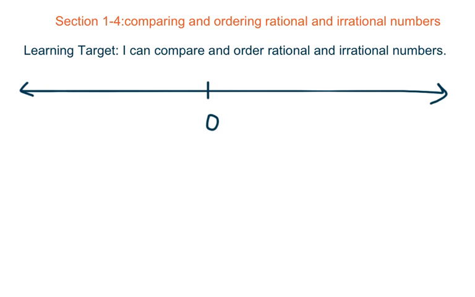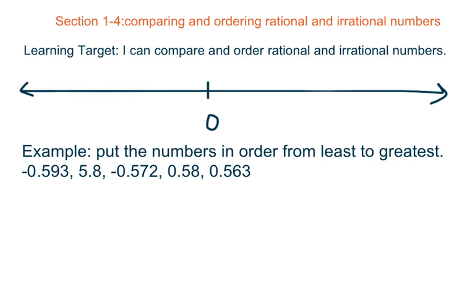So let's start with an example where we have to compare both positive and negative numbers, and we want to put the numbers in order from least to greatest. Keep in mind it's very important to read the directions. So it says from least to greatest, so make sure that you pay attention to the directions. So what we're going to do is put these numbers on the number line.